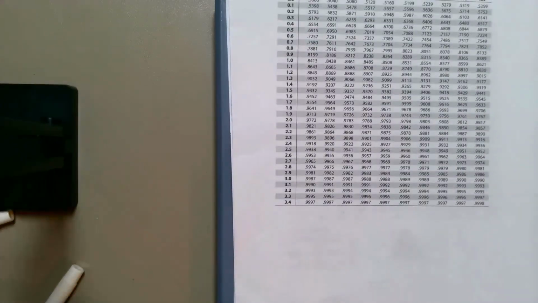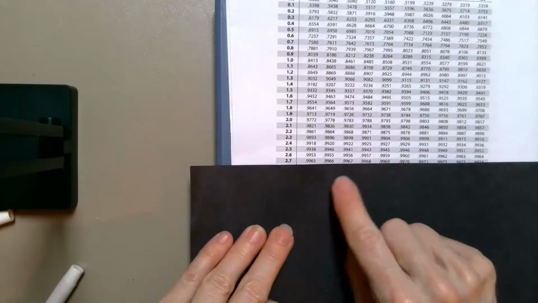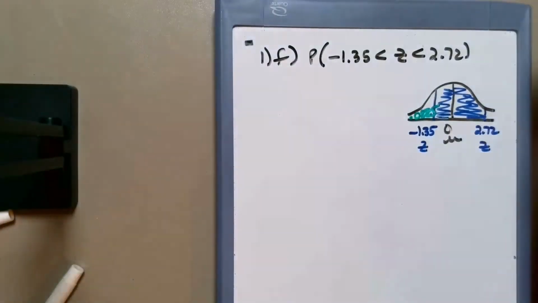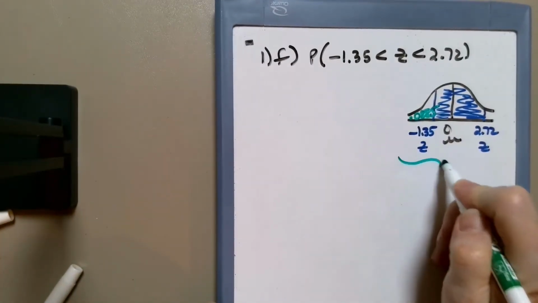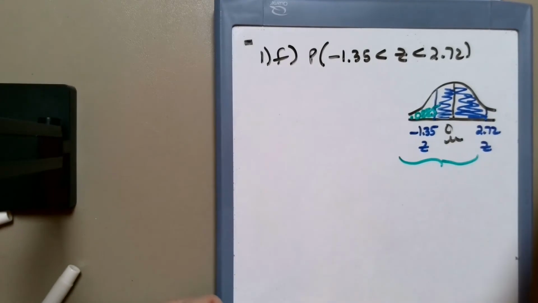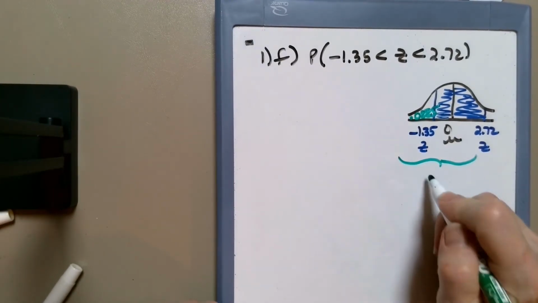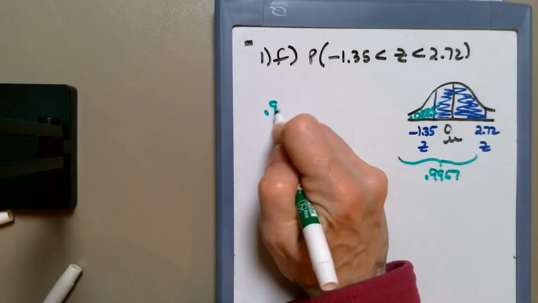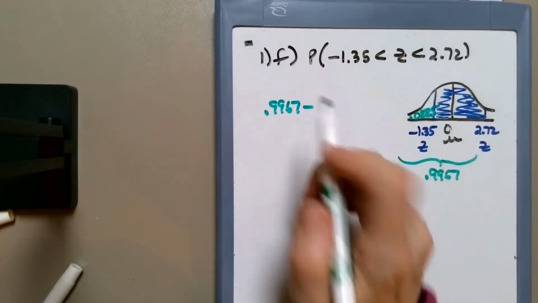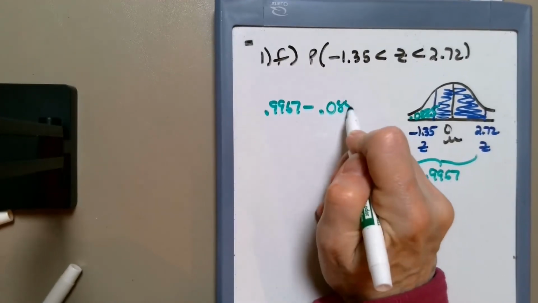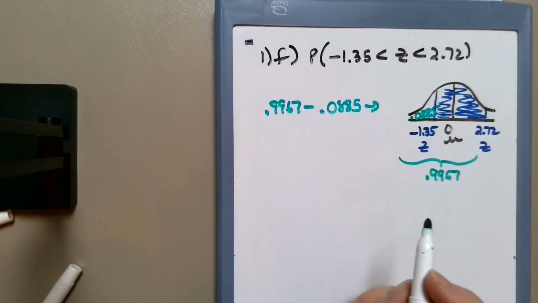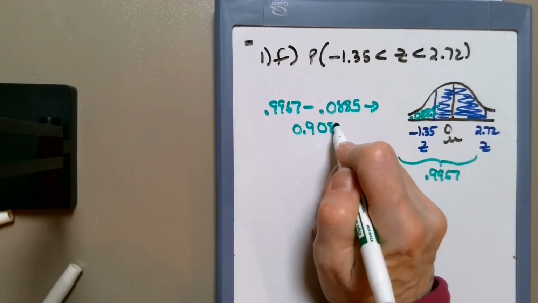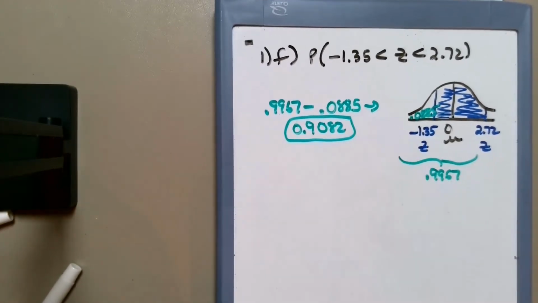Okay, then we're going to look up positive 2.72 on the positive z side of the table. So row 2.7 and then 200ths, 0.9967 in the z table. That is the area, again, to the left at 2.72 gives you an area of 0.9967. So of this area, 0.9967, we want to subtract the unshaded left tail, 0.0885, which is going to give us our answer of 0.9082. That's our shaded area.